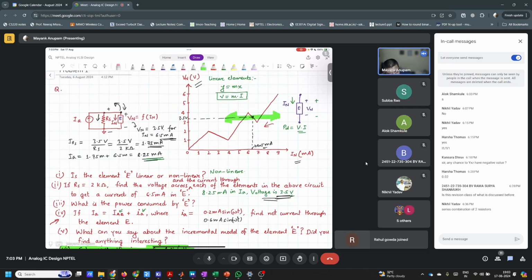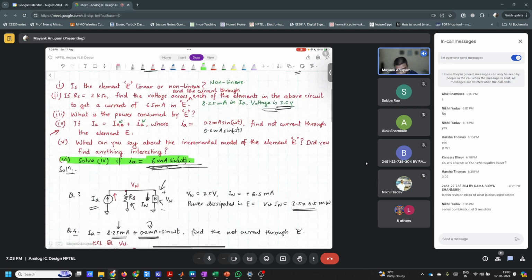It will not remain in the vicinity of this point. It will move in a large area like this. It will move in a large area. So the incremental analysis will be completely disrupted.